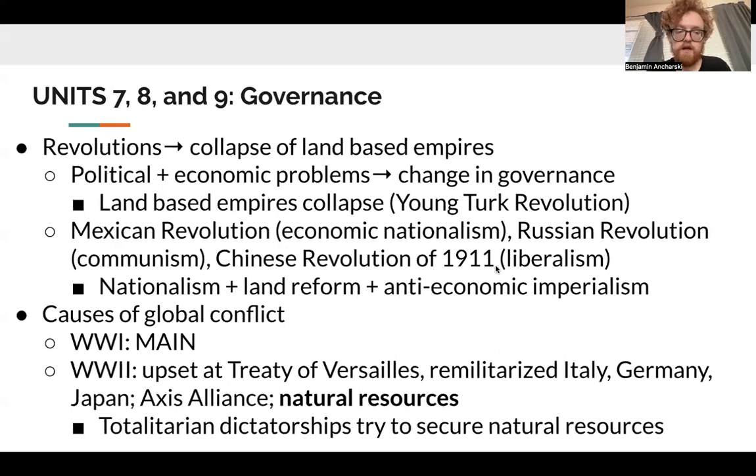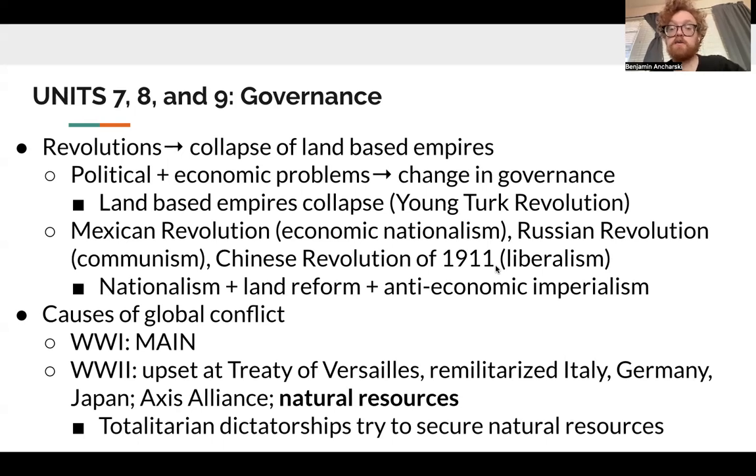All right, governance. First thing you'd need to know about is revolutions. There are a bunch of revolutions that happen. And the main thing that's significant about this is that it leads to the end of land-based empires, especially in the early 20th century. The Young Turk Revolution, for example, in the Ottoman Empire is going to lead to the end of the Ottoman Empire. And typically these revolutions happen because of political and economic problems.